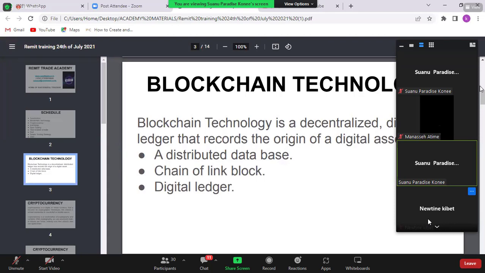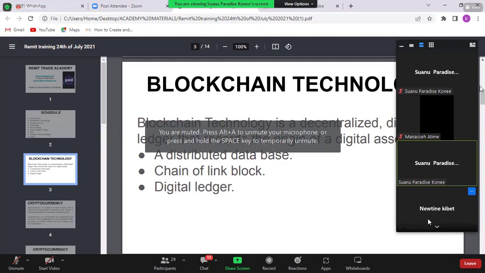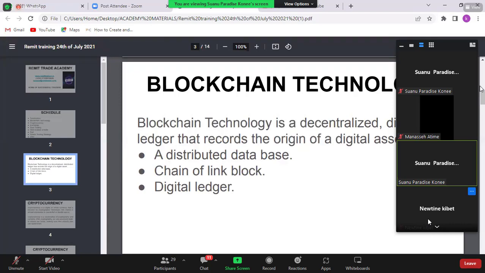Now, what is blockchain technology? Blockchain technology is a decentralized distributed ledger, right, that records the origin of a digital asset. Blockchain technology is a decentralized distributed ledger that records the origin of a digital asset.